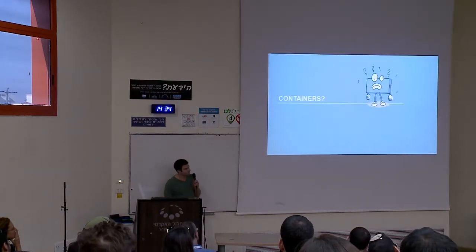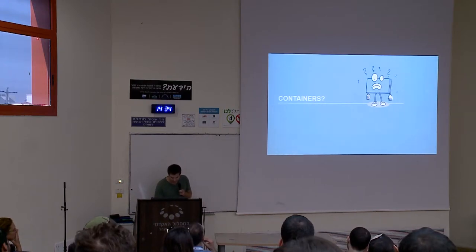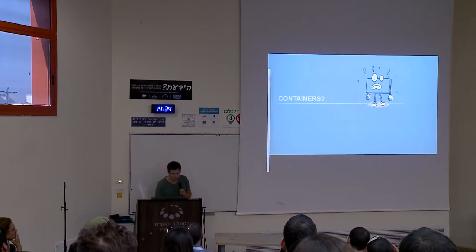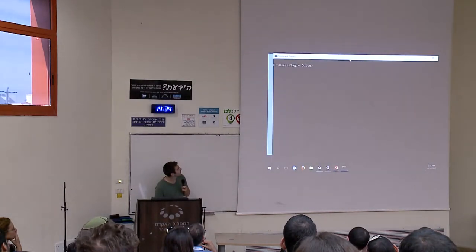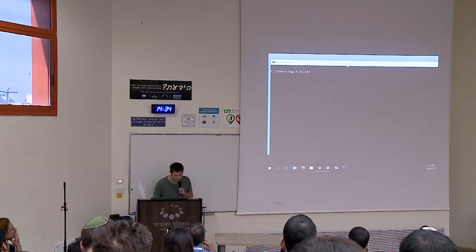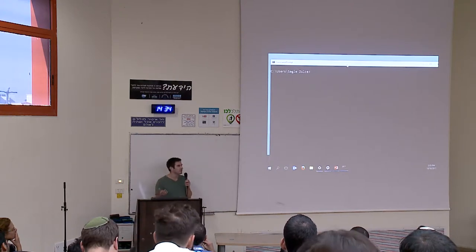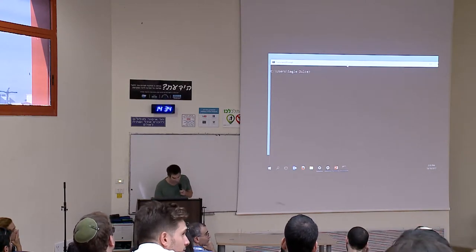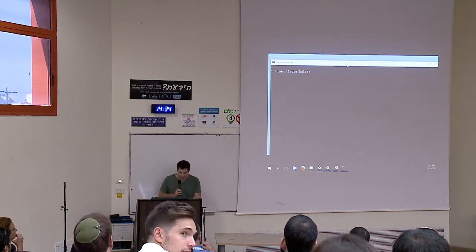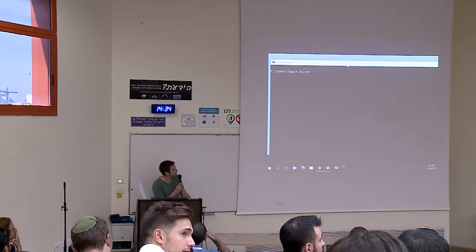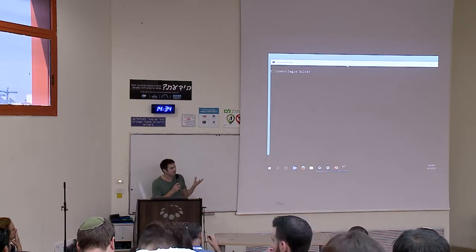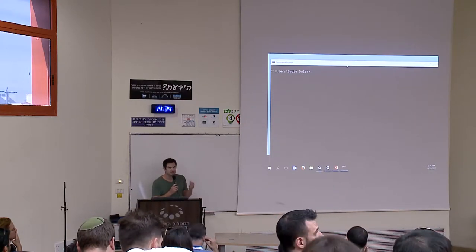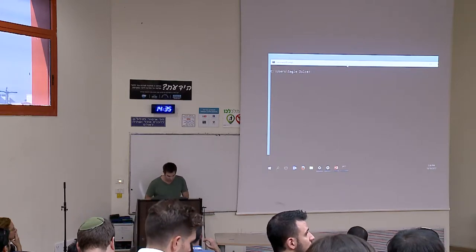So containers, what are they? This is the risky part, beside the microphone. I'm actually going to try to show something. How many of you have ever run a container? Show of hands. Oh, lots of you. If you didn't run a container, I just want to give a feeling of what that is. So I'm going to drop the mic.